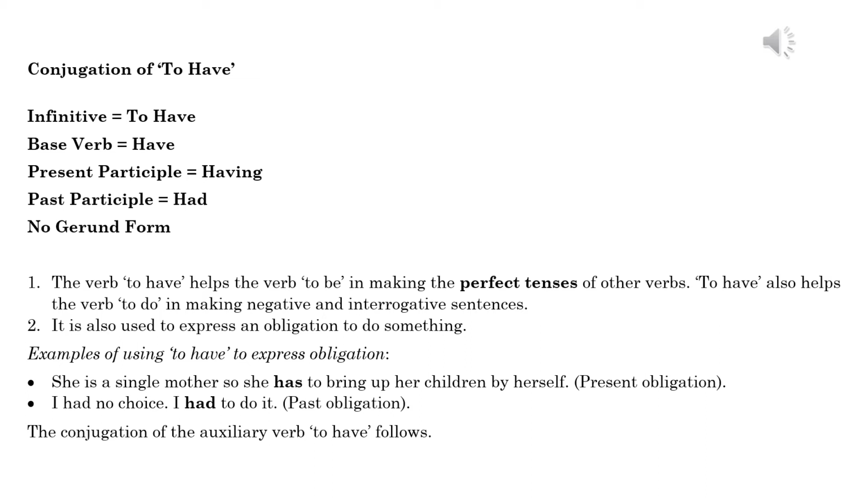Examples of using to have to express obligation. She is a single mother, so she has to bring up her children by herself. Present obligation. I had no choice, I had to do it. Past obligation. The conjugation of the auxiliary verb to have follows.